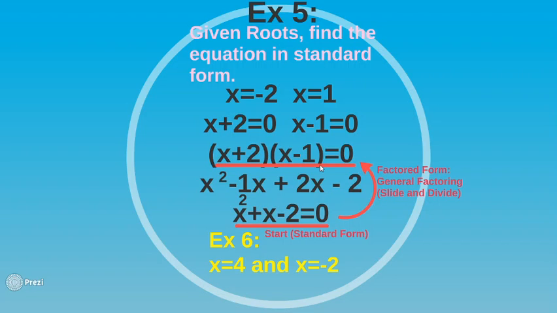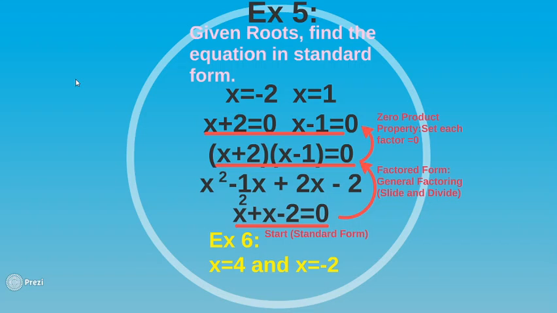Well, if something will multiply to equal 0, then at least one of the factors must be 0. So using the zero product property, to get from this step to this step, we set each factor to 0, because at least one factor equals 0. This step is called the zero product property. You set each factor equal to 0.